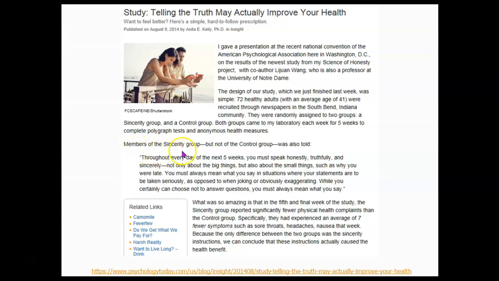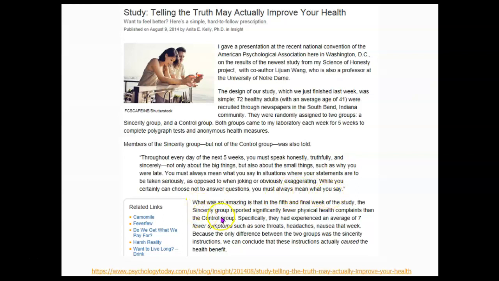And here's the difference between the two groups. Members of the sincerity group, but not of the control group, were also told, throughout every day of the next 5 weeks, you must speak honestly, truthfully, and sincerely, not only about the big things, but also about the small things, such as why you were late. You must always mean what you say in situations where your statements are to be taken seriously, as opposed to when joking or obviously exaggerating. While you certainly can choose not to answer questions, you must always mean what you say.